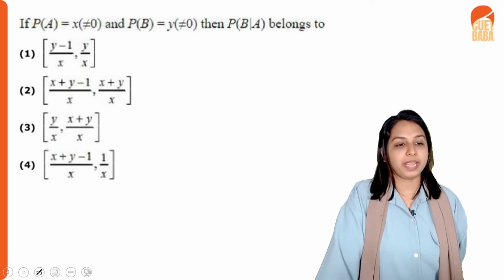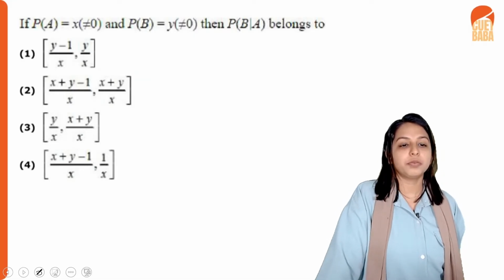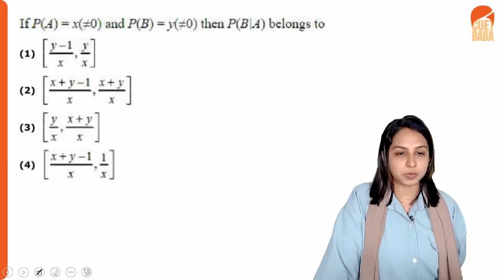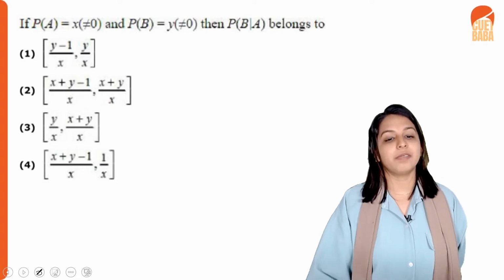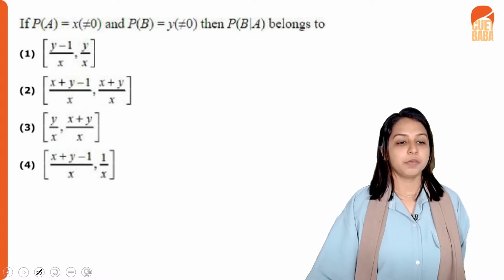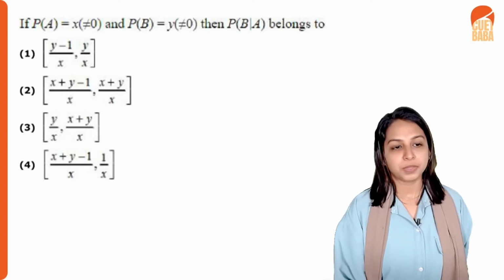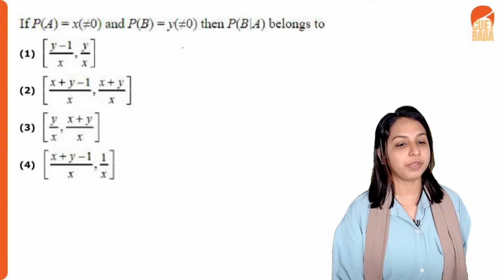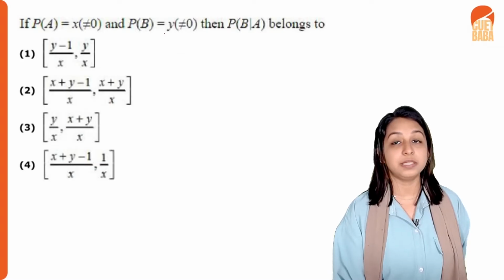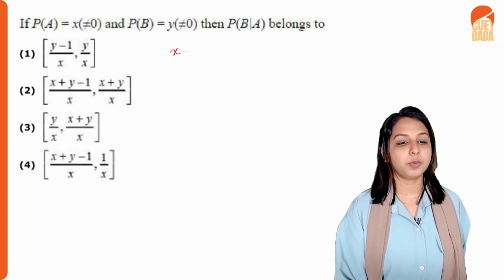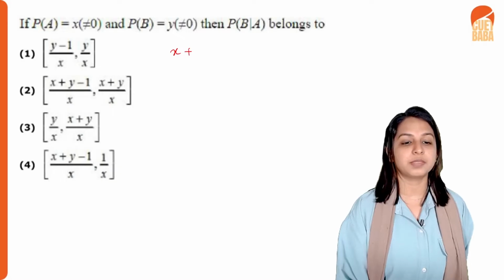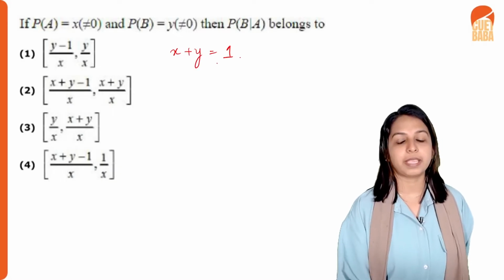If probability of A is equal to X and probability of B is equal to Y, both not equal to 0, then probability of B given A belongs to. So we have to find the interval in which probability of B given A is going to belong. Here it is given that probability of A is equal to X and B is equal to Y. So we can see that probability of both will be equal to 1, so X plus Y is equal to 1 we can write.